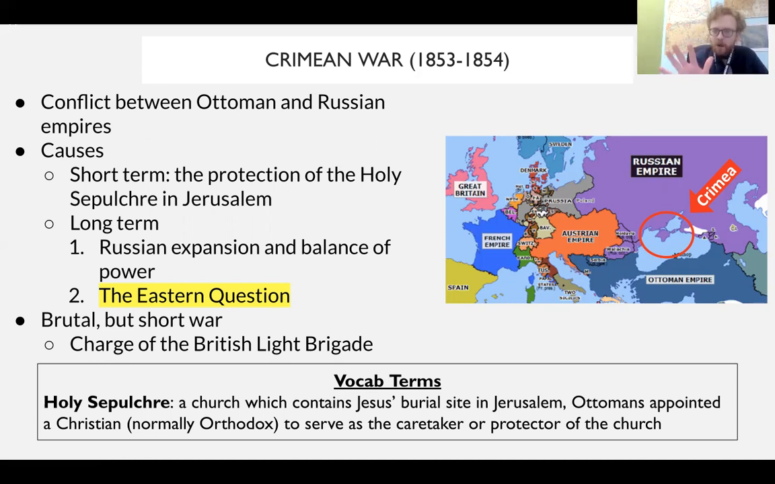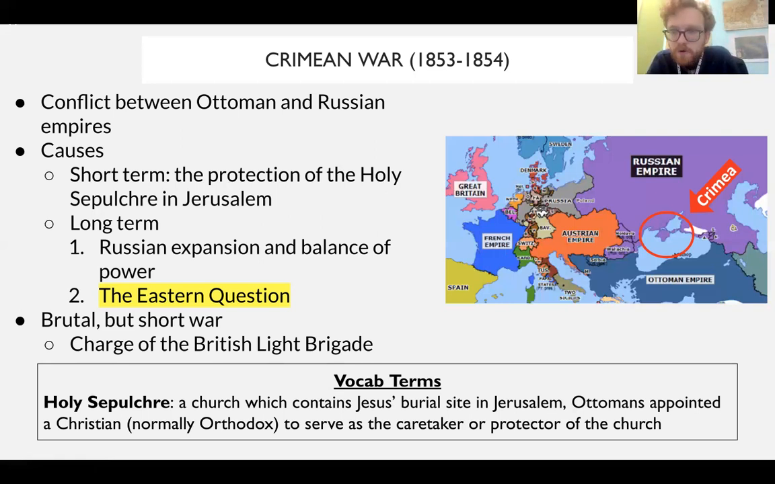So the short-term cause of all of this is something kind of stupid. The Ottoman Empire is going to say to the French, okay, you can send an emissary to be the protector of the Holy Sepulchre, which is a church in Jerusalem. Traditionally, it's held by Russians, but the Ottomans said, no, it's the French. So that's kind of a short-term cause, what immediately starts this conflict.